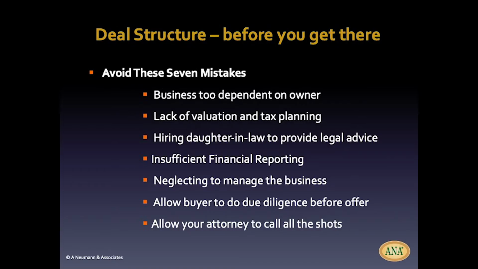Number 4 is insufficient financial reporting. Number 5 is neglecting to manage the business during the deal. Number 6 is allowing buyers to do the due diligence before the deal. Basically, there needs to be an agreement between buyer and seller on what the deal looks like before the buyer should engage in the due diligence.